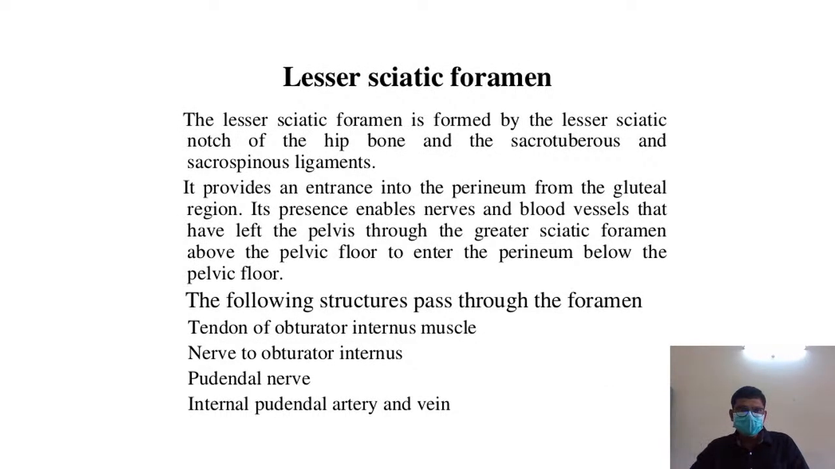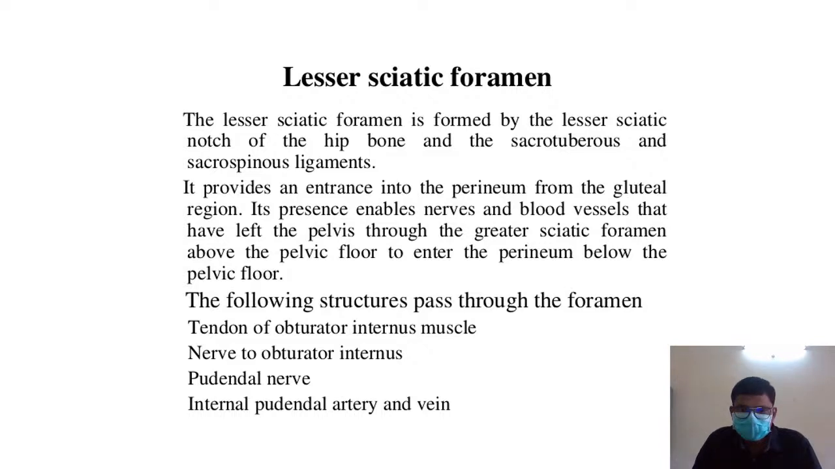Now coming to the lesser sciatic foramen. The lesser sciatic foramen is formed by the lesser sciatic notch of the hip bone and also the sacrotuberous and the sacrospinous ligaments. As I have shown you just now, the sacrotuberous and the sacrospinous ligaments together cross each other, and also in front there is the pelvic bone. All these three together form the lesser sciatic foramen.